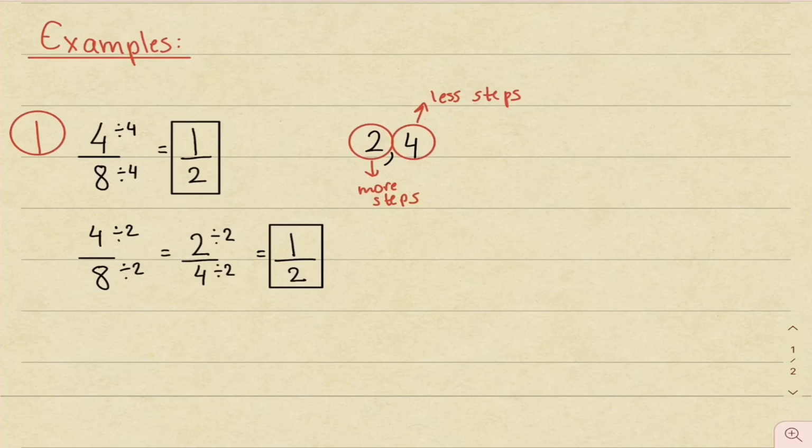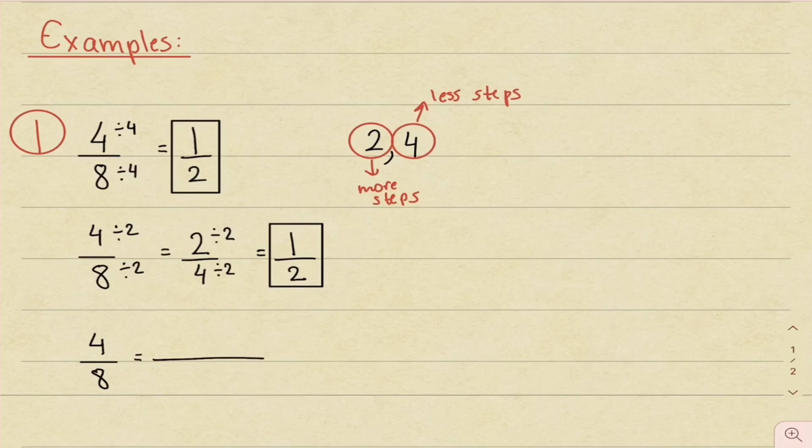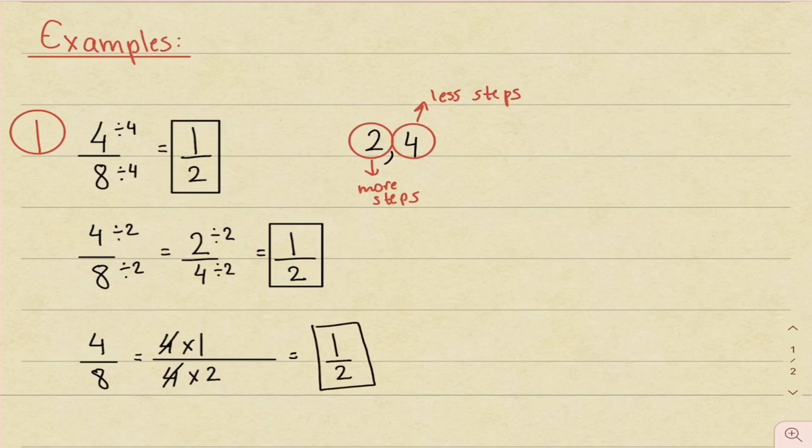Now let me show you guys another way of how to do this. Let's say you don't remember or you don't know a number that divides into both the numerator and the denominator. How do we do this? 4 over 8. What are two numbers that when I multiply, they give me 4? 4 times 1 gives me 4, right? And how about 8? 4 times 2. So now 4 and 4 cancel each other because 4 divided by 4 is 1. So I'm left with 1 over 2. So the answer is 1 over 2. So this is another way how to reduce fractions.